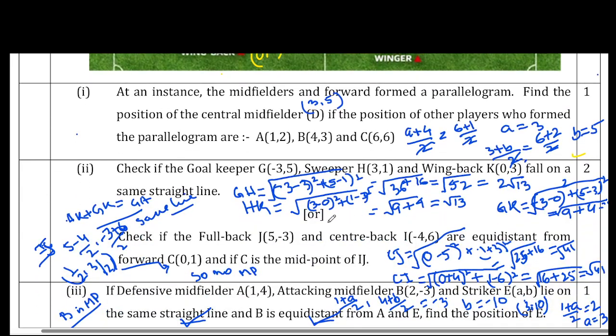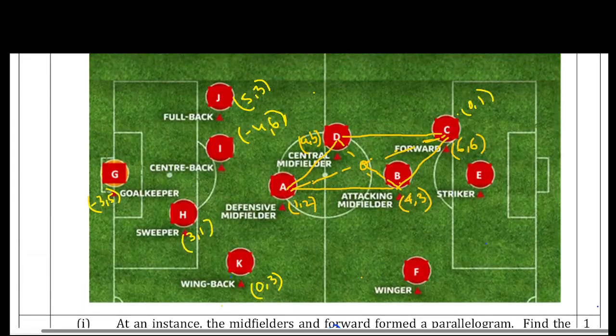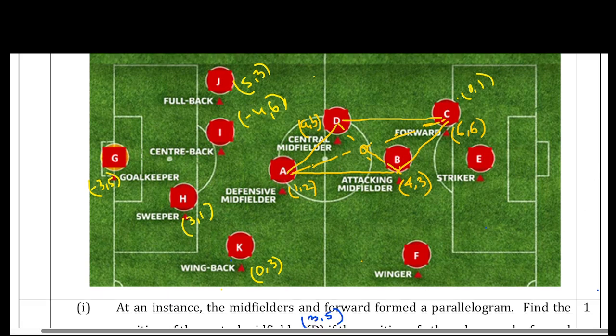Okay. Check if the fullback and center back are equidistant from the forward C, and C is the midpoint of IJ. So here in the question, C (0, 1), this distance and this distance are equal. So you can find from the distance formula they should be equal. And one more question is that C is the midpoint of IJ.